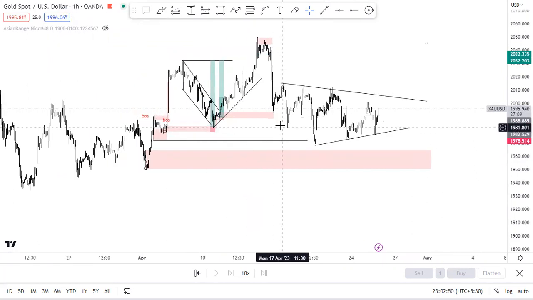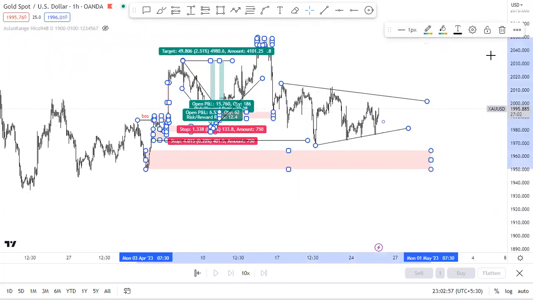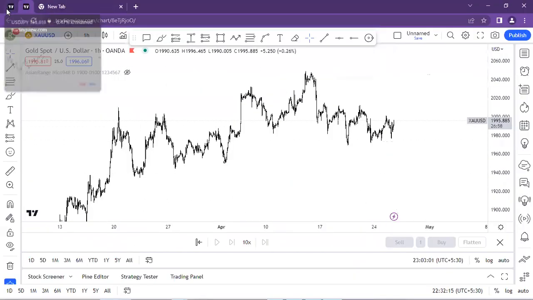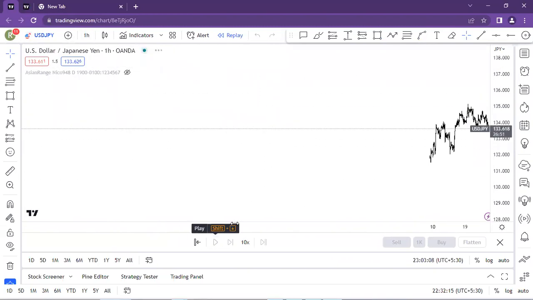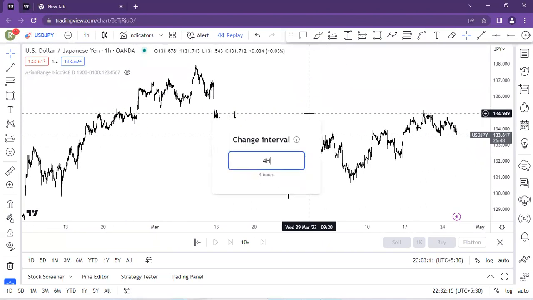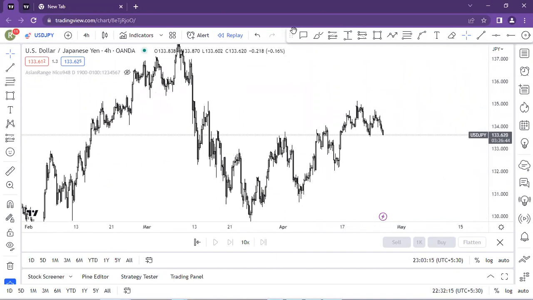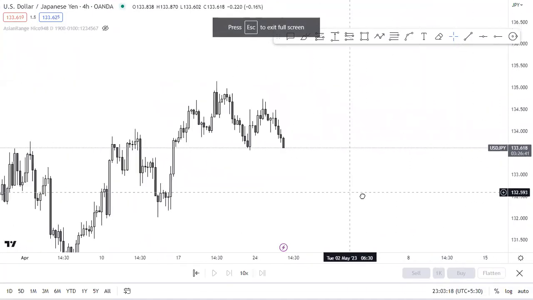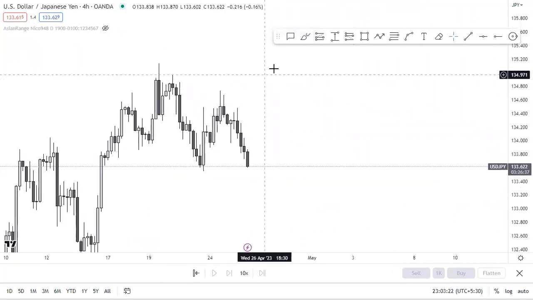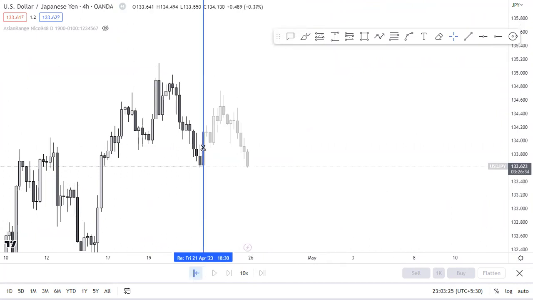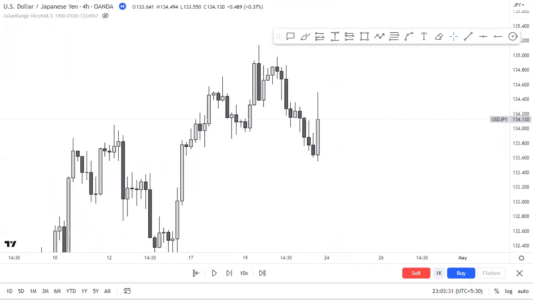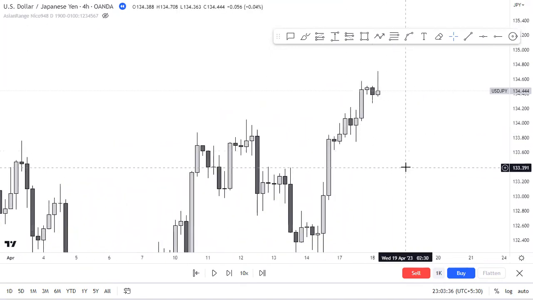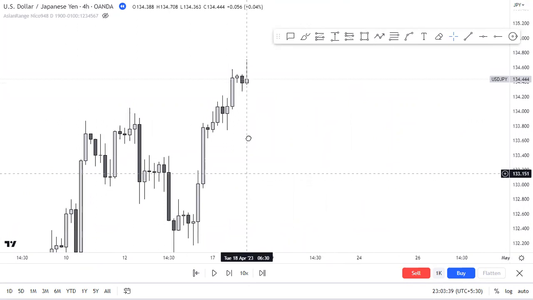So let's see the trade idea again. Okay, see the same idea one more time. Okay, look at here, guys.